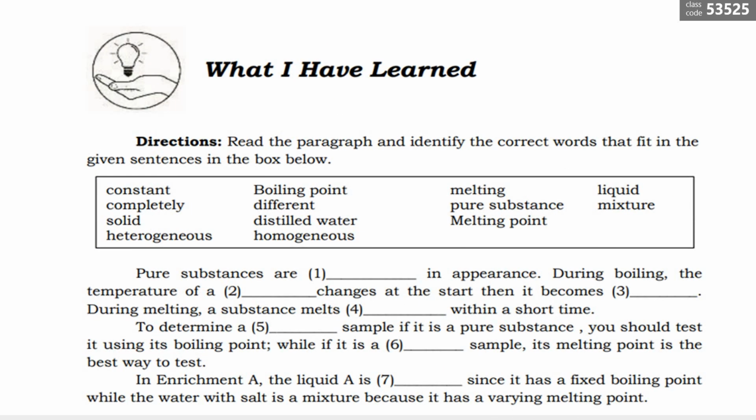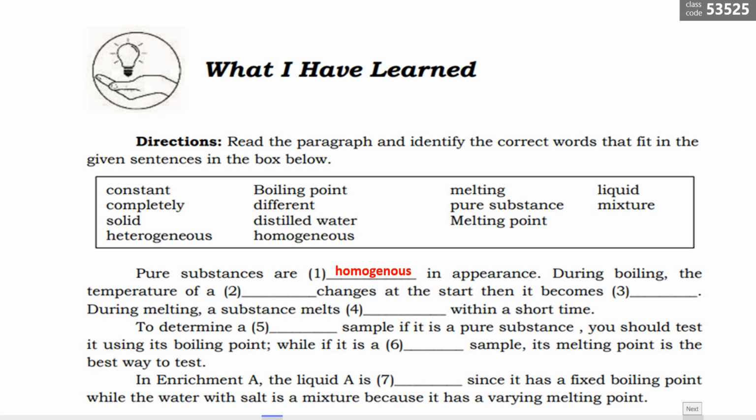What I have learned. Directions. Read the paragraph and identify the correct words that fit in the given sentences in the box below. So given, here is the box. Okay, we have the words constant, completely, solid, heterogeneous, boiling point, different, distilled water, homogeneous, melting, pure substance, melting point, and liquid mixture. And here is the statement. So we need to fill in these blanks with these words. Let's go. Pure substances are, number 1, homogeneous in appearance. That's correct.